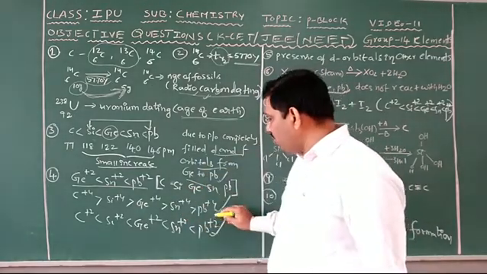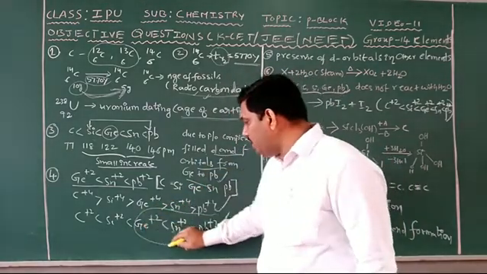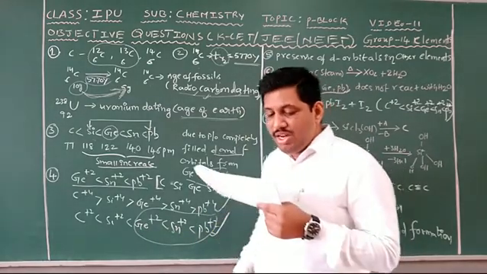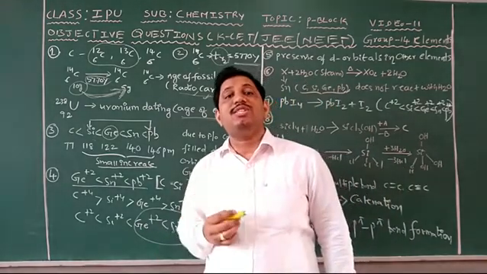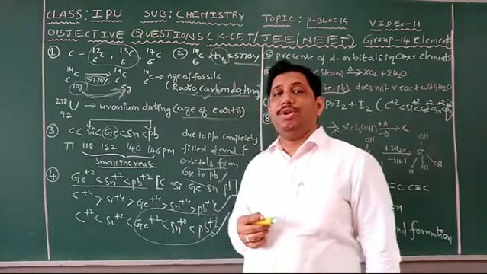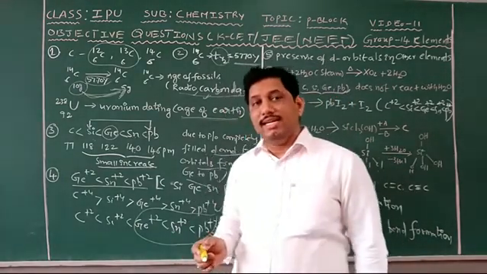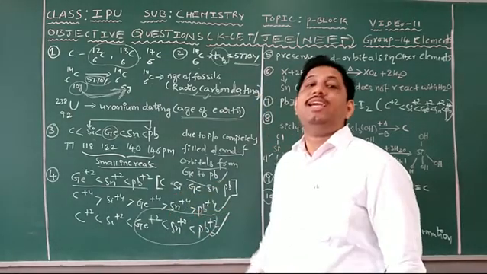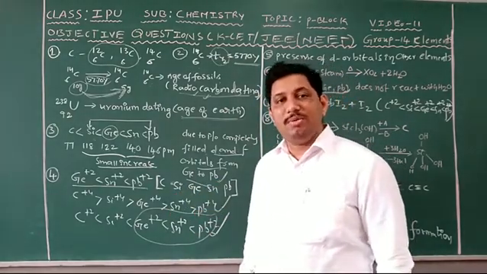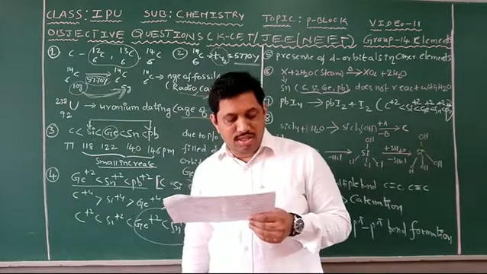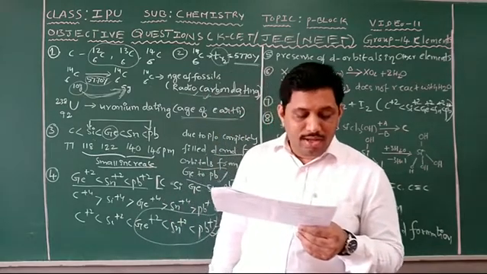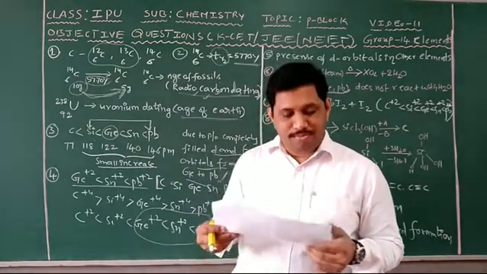Now they are asking about +2 oxidation stability. It is the correct order. From germanium to lead, the +2 oxidation stability increases. Therefore, B is the correct answer. Germanium less than tin less than lead, the +2 oxidation stability increases. Next question, student. Question number 5.